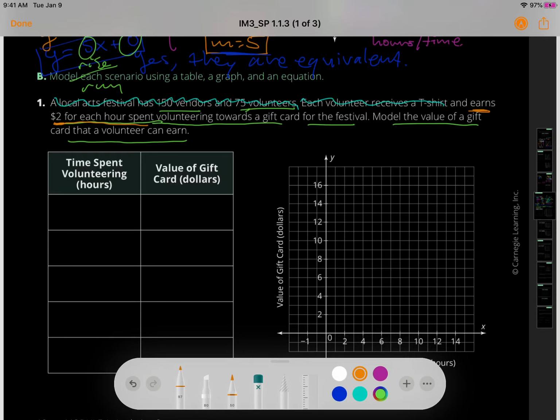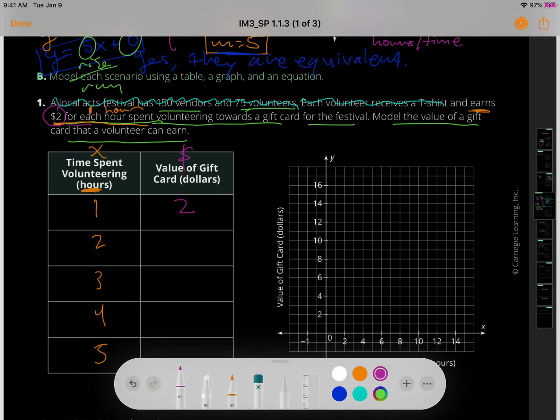And we have a table of values here. So each hour means 1 hour. Then I see hours down here. What happens if you volunteer 1 hour? Well, it says we get $2 for each hour spent. $2. So this represents money. From the last example, does the independent x-axis always represent hours? Yes, it does. And the y coordinates always represent money.